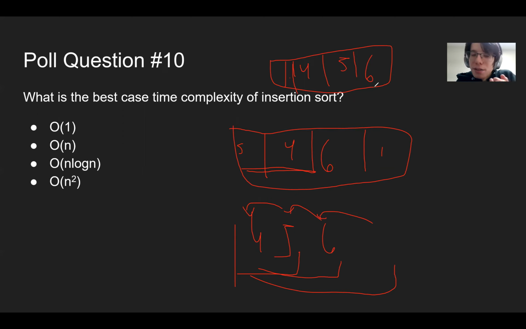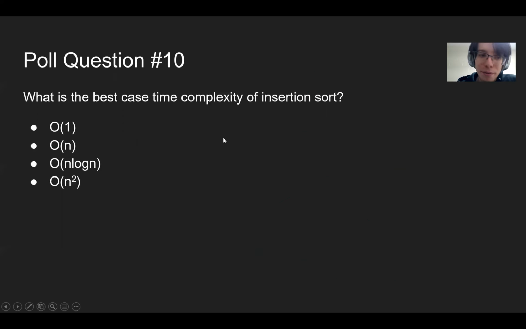And how many times do I have to do that? Well, n minus 1, right? The length of the array minus 1. So n minus 1 times just one check. So in the best case, insertion sort is just O(n), right? Because being sorted is a property of the input, so we can use that for best case. So O(n).